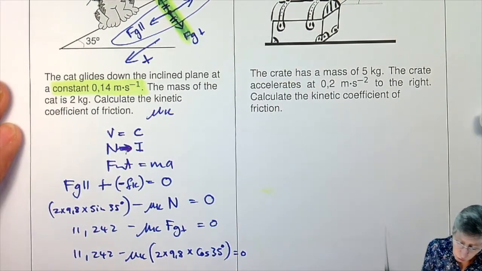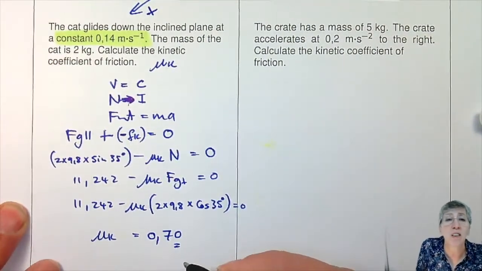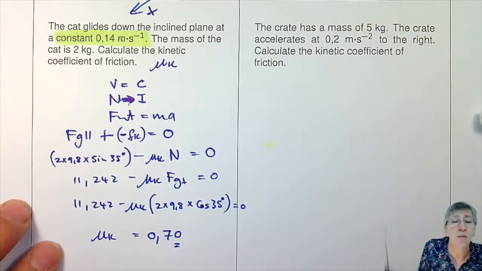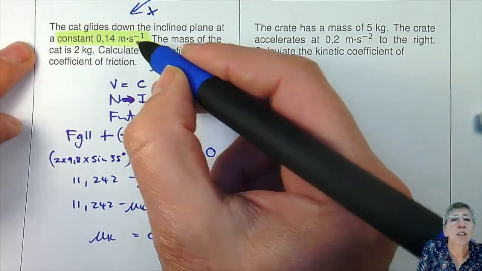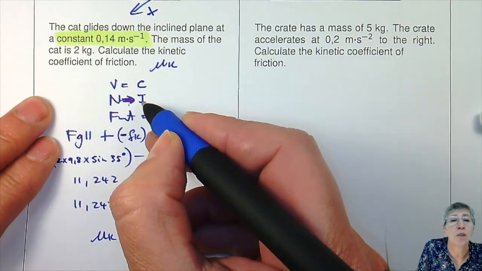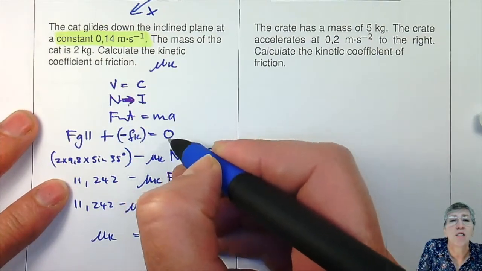So I solve for mu k, and when you do that, you end up with 0,70. Just don't drop that last 0, right? There must be 2 places after the comma. So here the fact that it was constant velocity was telling me I'm working with Newton's first law, telling me I have to start with F net equals 0.